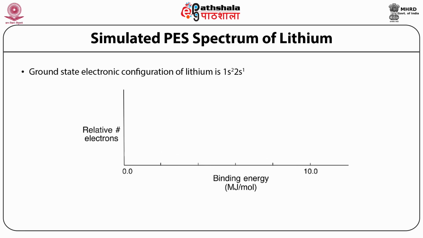Talks about the simulated PES spectrum of lithium. An example has been taken, that of lithium, which has 2 electrons in the first s sublevel and 1 electron in the second s sublevel. So the ground state electronic configuration of lithium is 1s2 2s1, which is indicated in this slide. It shows relative electrons on the y-axis and binding energy on the x-axis. The 2 peaks represent electrons in 2 different subshells. This is what one gets when we look at the representative spectrum here.